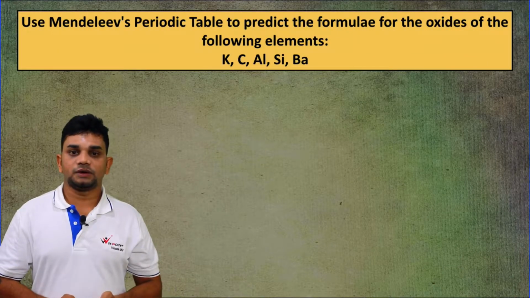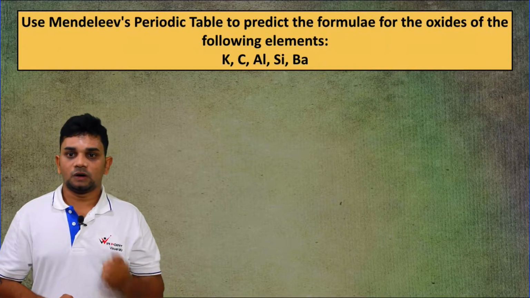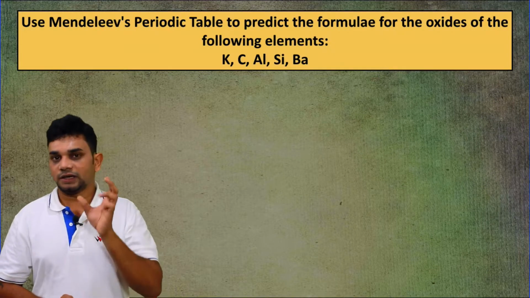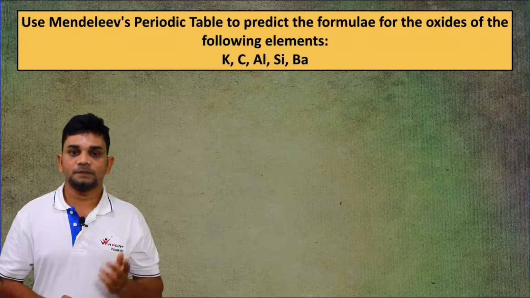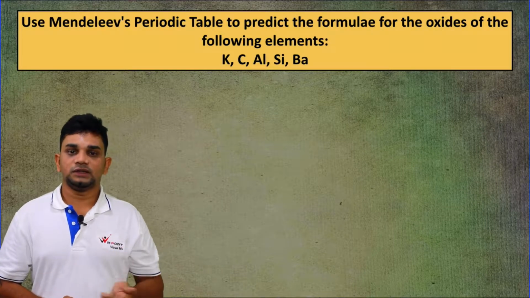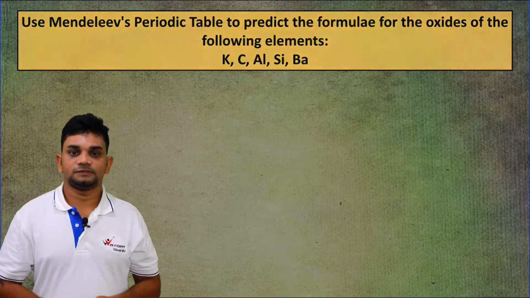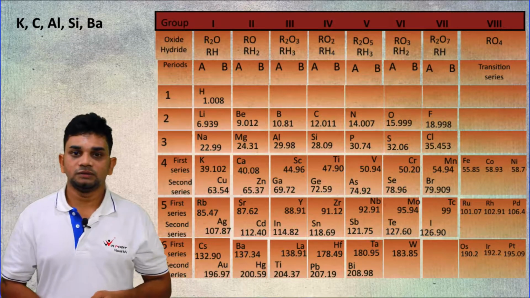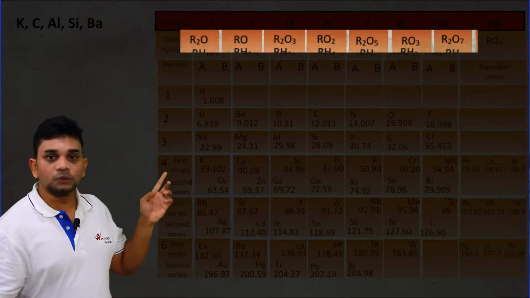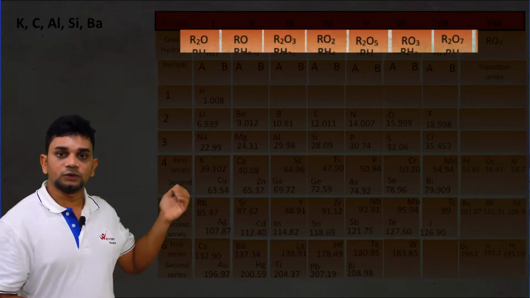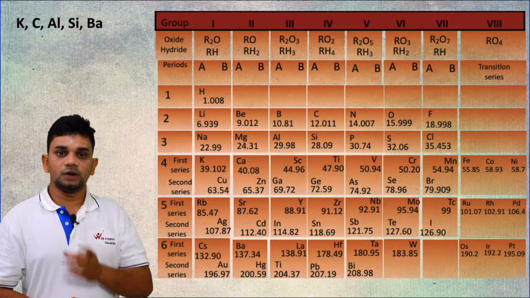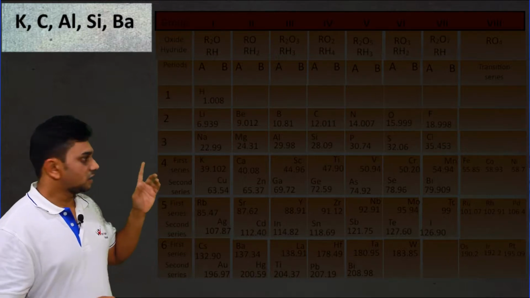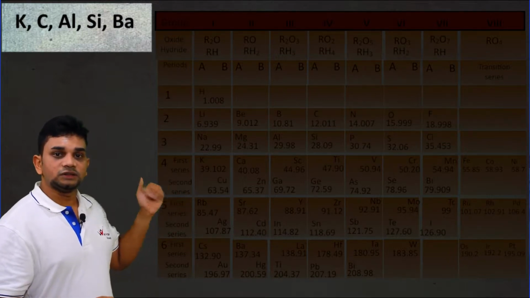Use Mendeleev's periodic table to predict formulae for the oxides of the following elements. Using Mendeleev's periodic table, we need to predict the formula of these elements: potassium, carbon, aluminium, silicon, barium. Let's do that. This is Mendeleev's periodic table. Here you can see R2O, RO, R2O3. These are oxides. We are going to find the chemical formula of oxides of potassium, carbon, aluminium, silicon, barium.